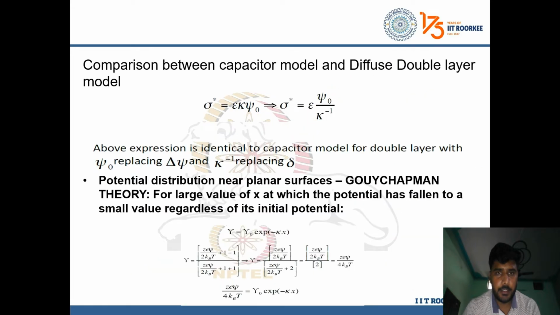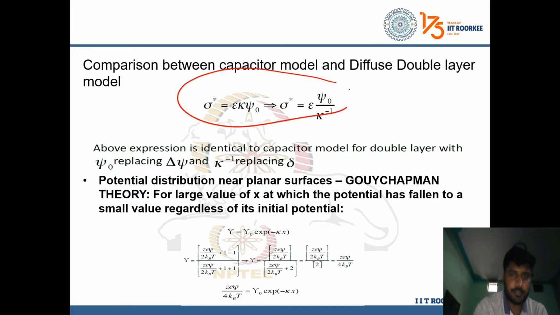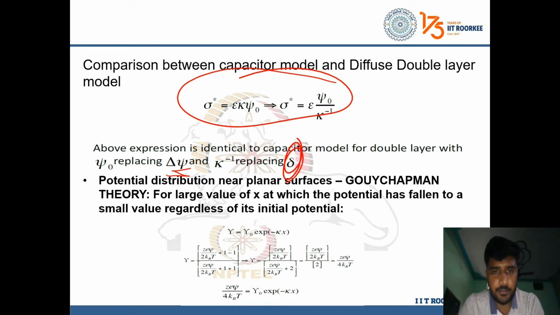Okay. Again, here is a comparison between the capacitor model and the diffuse double layer model. You will get a similar expression as you got for the capacitor model, but you have to replace the psi naught by this potential drop and kappa inverse replacing the double layer thickness. So basically, you can treat kappa inverse as a double layer thickness, or you can say it is the Debye screening length. I will discuss later on.